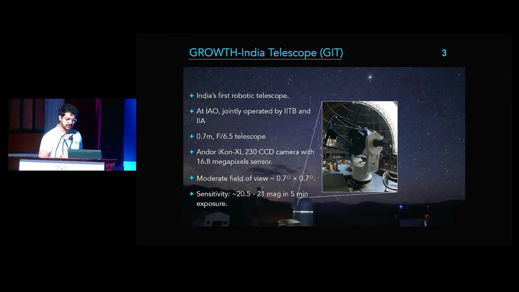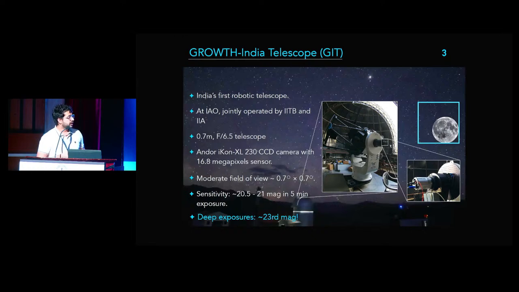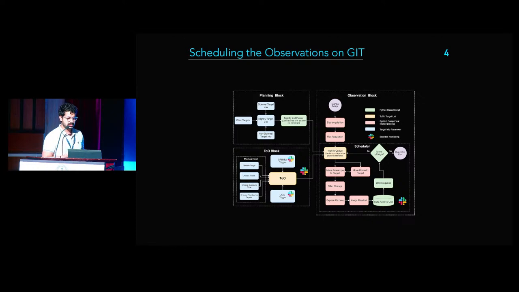robotic telescope, which is named Growth India. It's situated at the IAO at Hanle in Ladakh, and it's accompanied by this Endor camera, which is roughly a 16 megapixel camera with a field of view of about 0.5 square degree, roughly twice the size of the full moon. This telescope has a unique combination of decent depth and wide field of view, which is perfect for looking for new candidates as well as following up candidates already found by different observatories. My work started with the scheduling part of this telescope.